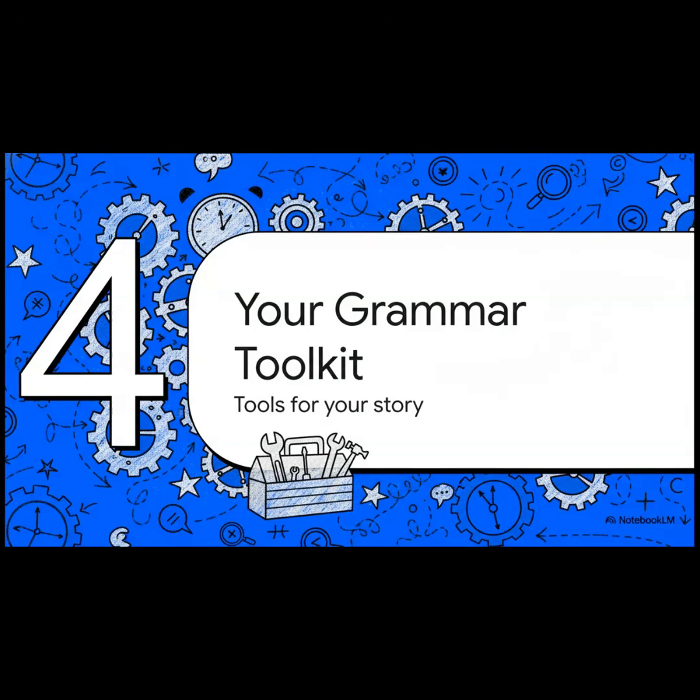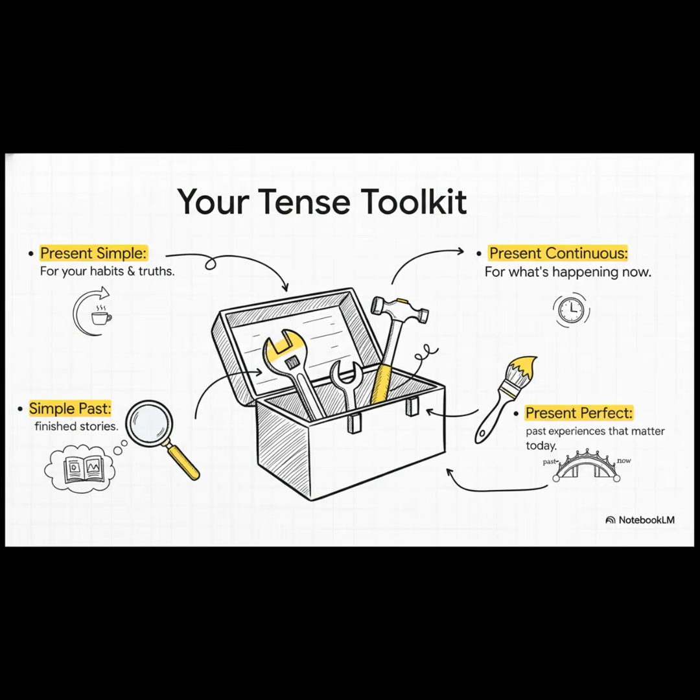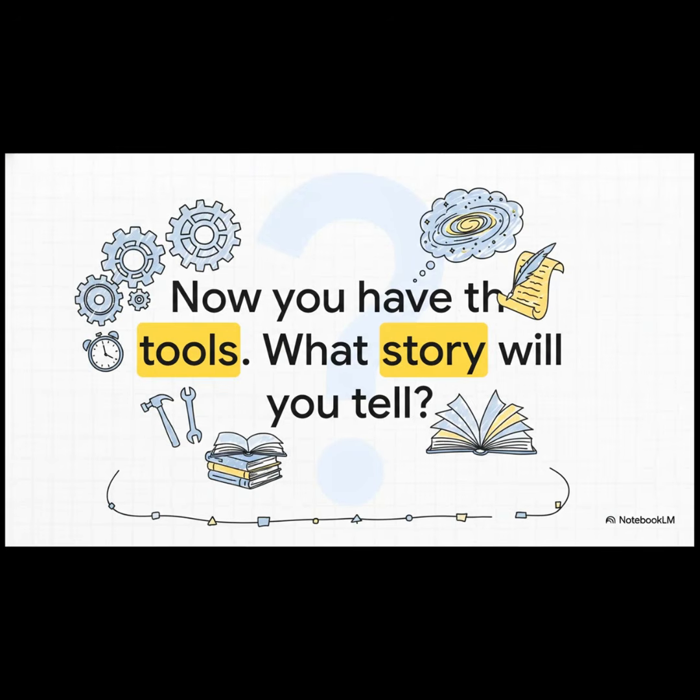So, as we start to wrap this up, let's stop thinking of these things as just tenses. I want you to think of them as your personal toolkit, packed with everything you need to tell any story you want, in any time frame. So here's the final breakdown. You've got the present simple for your habits and general truths, the present continuous for what's happening this very second, the simple past for all your finished stories, and the present perfect to connect those past experiences to who you are right now. Every single one of these tenses gives you a different kind of power, a different way to shape your reality with words.